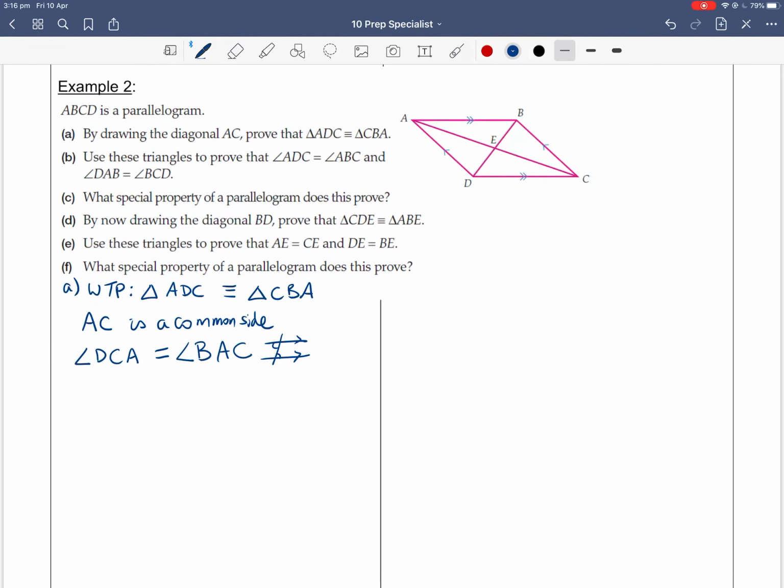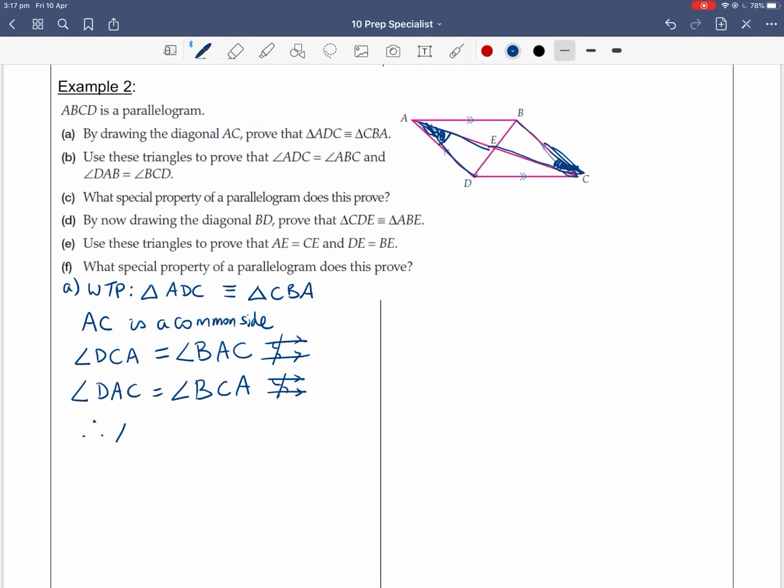Now we need to show that another angle is the same. So let's consider angle DAC. So DAC, so that's this blue angle here. Again, because we've got parallel sides, by the alternate angle rule, this is the same angle. So again, D matches up to B, A matches up to C, and there we go. So angle DAC is the same as BCA. And why? Because of the alternate angle rule, either write the word or draw the symbol.